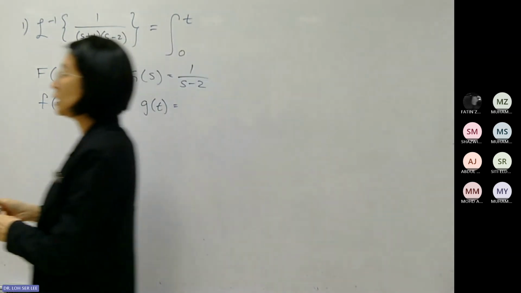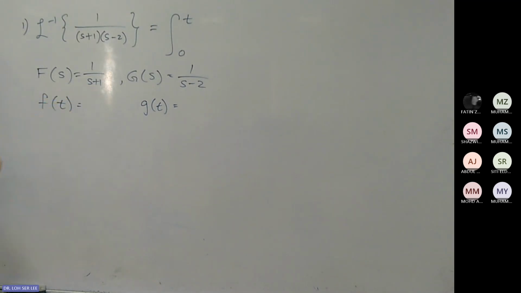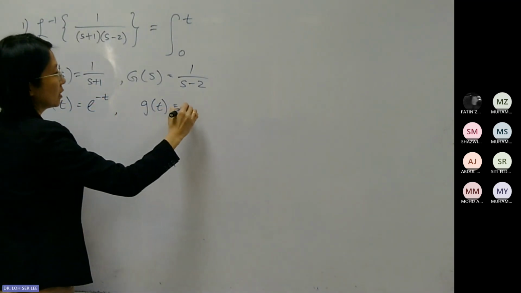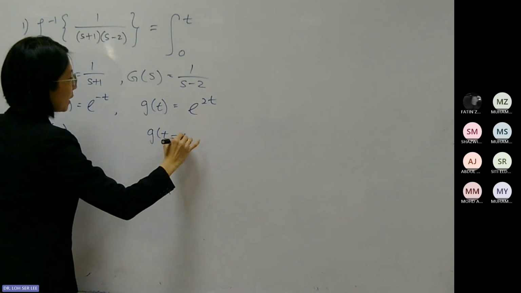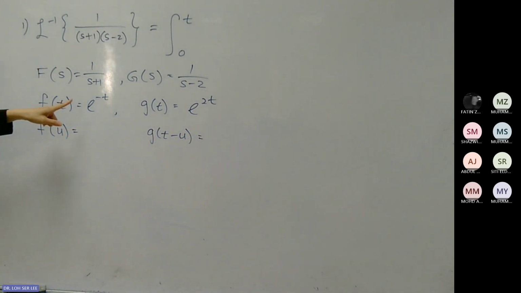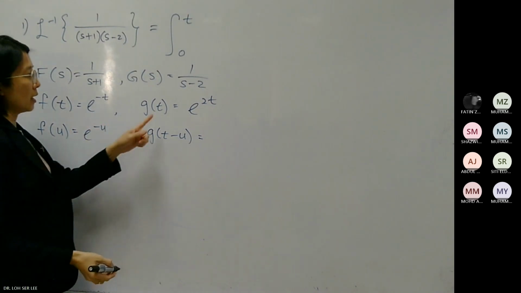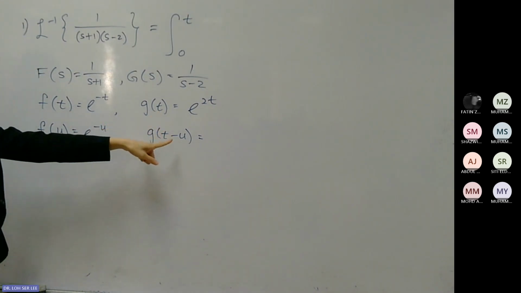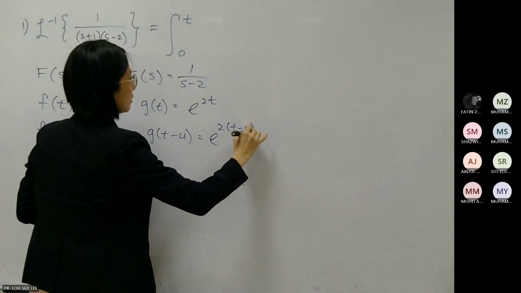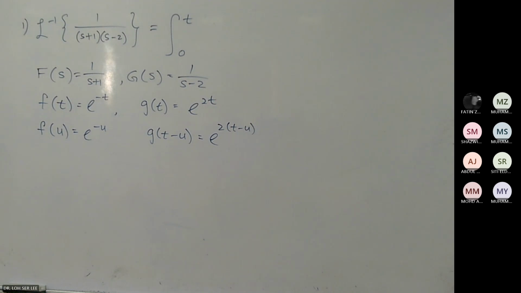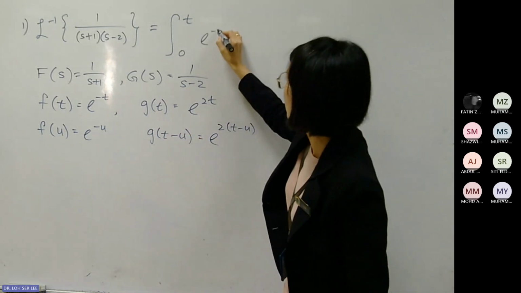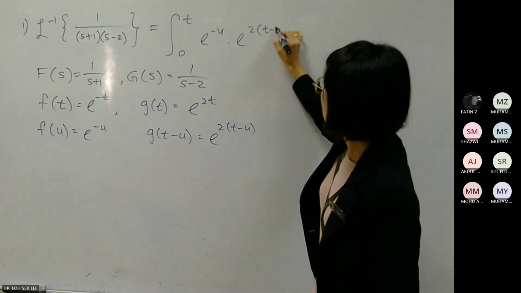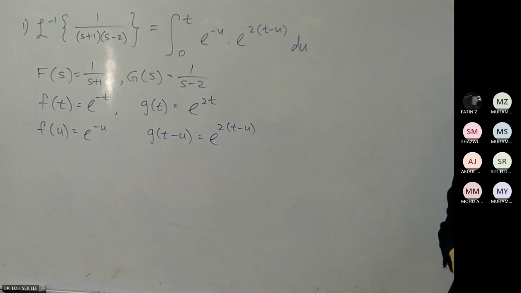So what is your f(t)? e^(-t). This one is e^(2t). So this is f(u), and this is g(t-u). f(u) means you change the t into u, and g(t-u) means you change the t into t minus u. Then in the integral, we have f(u) times g(t-u), that's this one times this one, with respect to u.